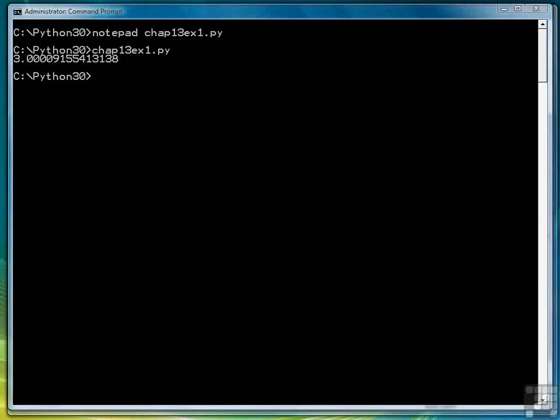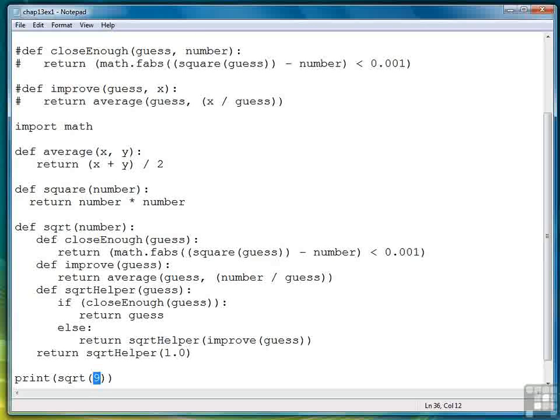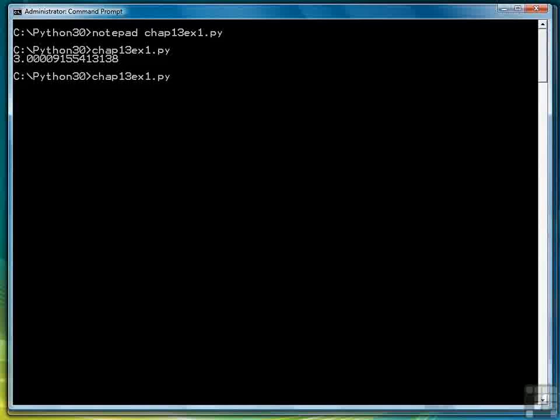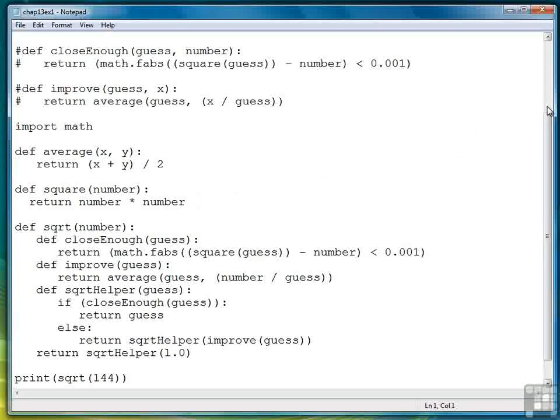Let's find another square root. We'll do 144. So there we see that by nesting functions, we get a more efficient and more maintainable definition of how to determine the square root of a number using Newton's method.